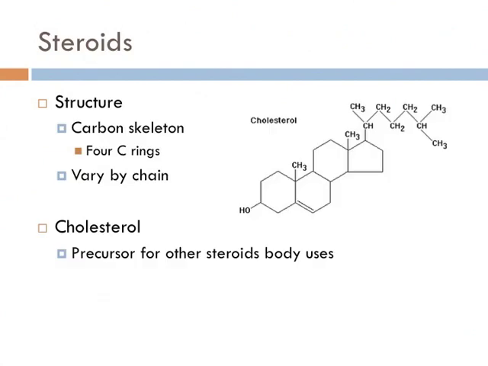Our last group of lipids are steroids. Steroids are also hydrophobic, and they are defined by having a carbon skeleton made up of 4 carbon rings combined together. On the end of one of these rings is a fatty acid chain, which makes it hydrophobic. Cholesterol is one of the most basic steroids that humans have, and is the precursor for most other steroids that the body produces and uses. Some examples of other steroids are estrogen and testosterone.